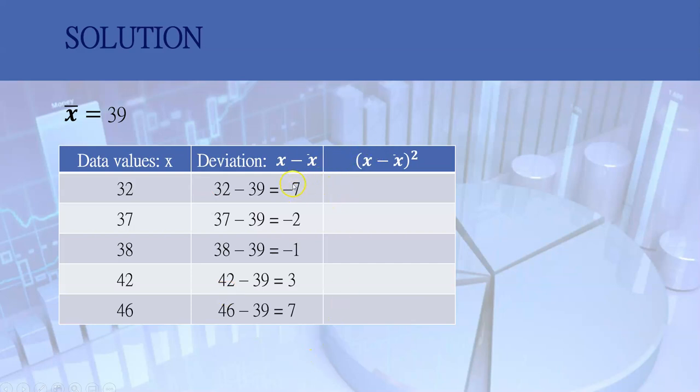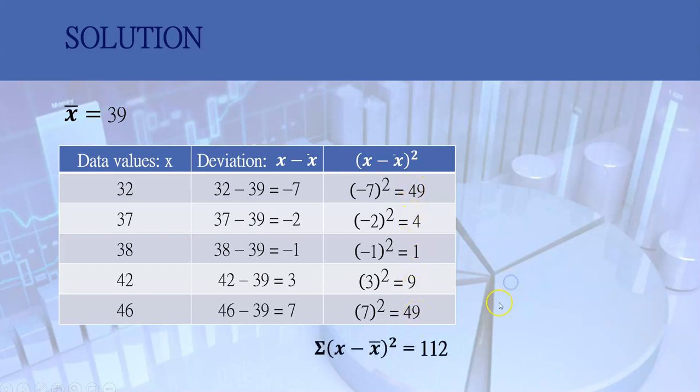Next, I'm going to square each of these numbers. -7 squared, -2 squared, -1 squared, 3 squared, and 7 squared. Now I'm going to find the sum of all of these answers here. 49 plus 4 plus 1 plus 9 plus 49 is 112. So there's the sum of my deviation squared.